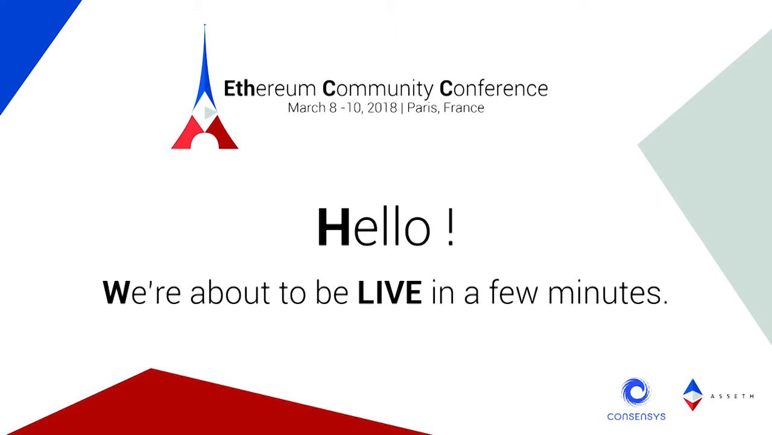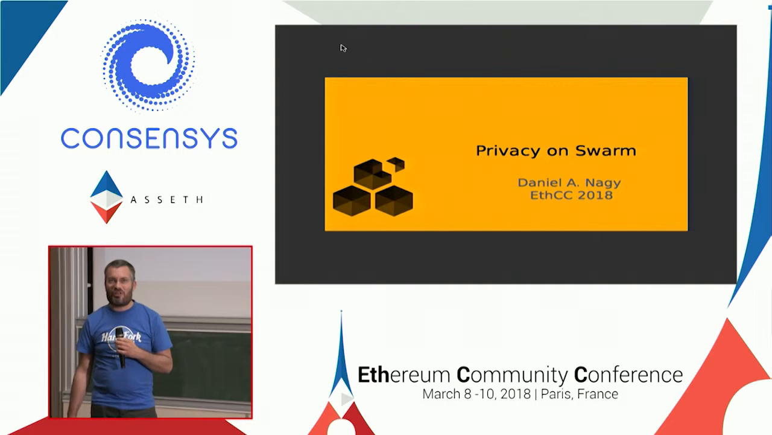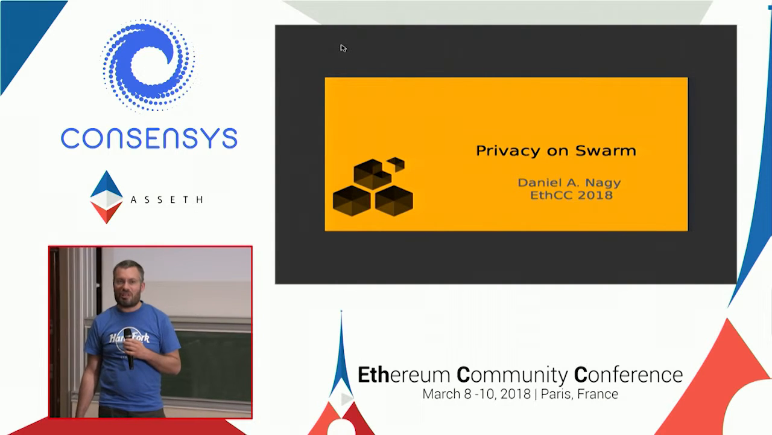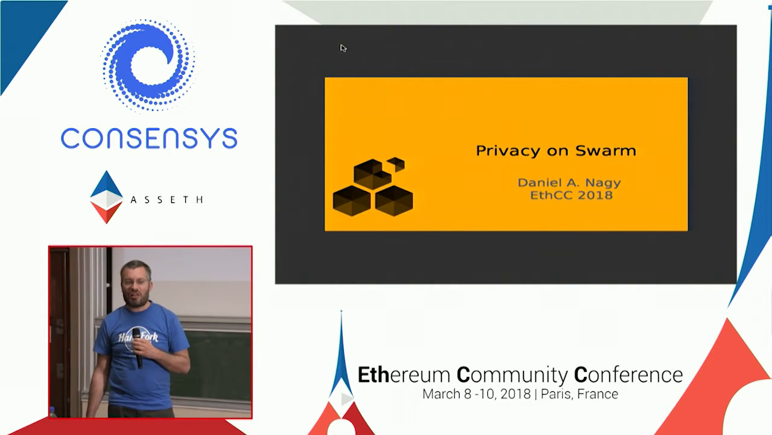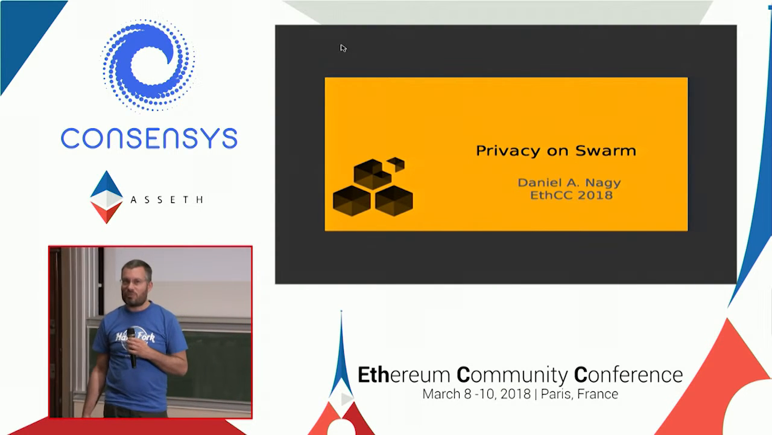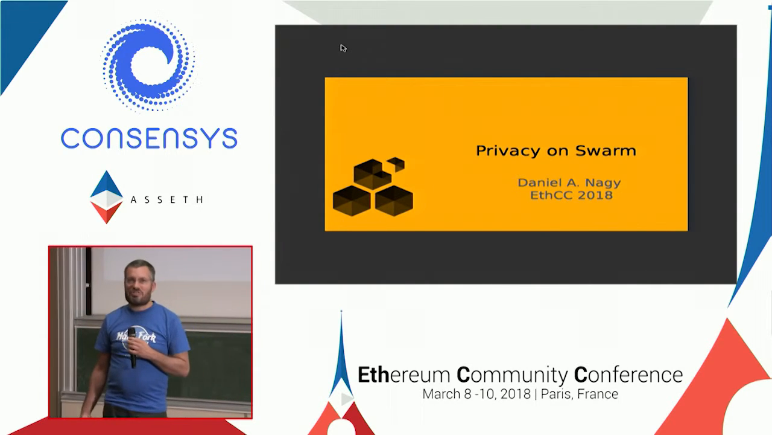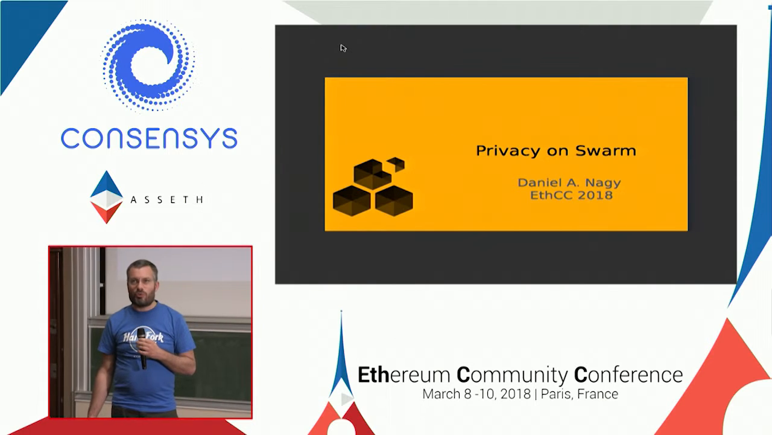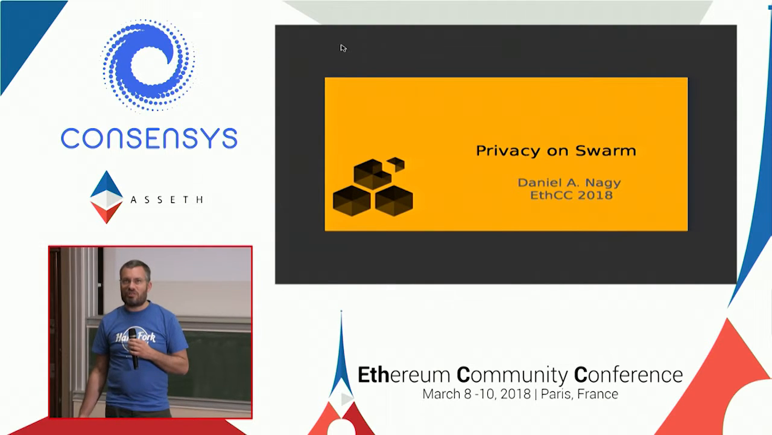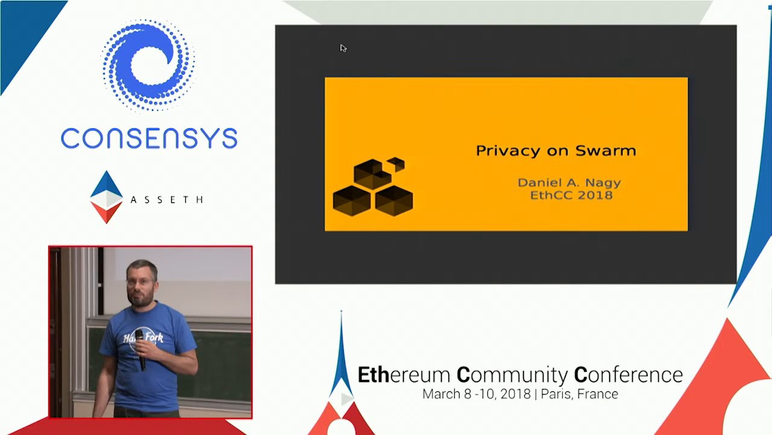So I'm going to talk about privacy on Swarm. Swarm is the subsystem for Ethereum where distributed applications can store large amounts of data which would be prohibitively expensive to store on the actual blockchain. And there's an obvious requirement for some of that data to be private, that is, only accessible for parties that are authorized to see it.